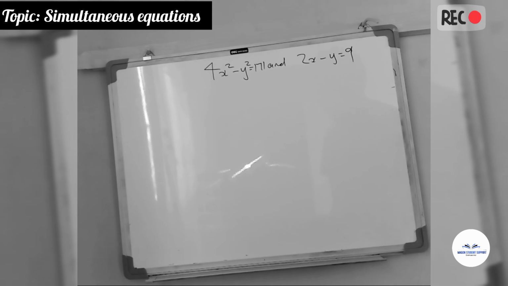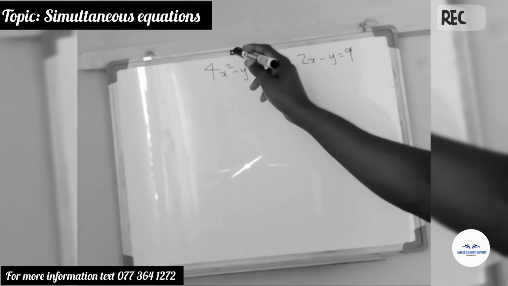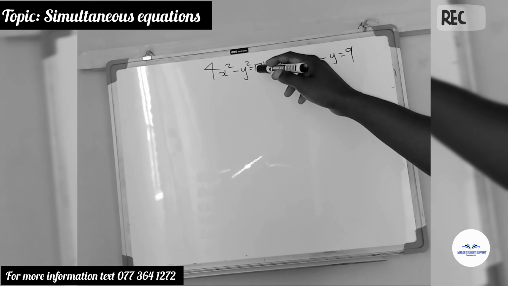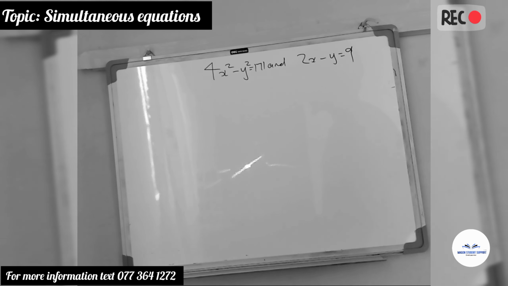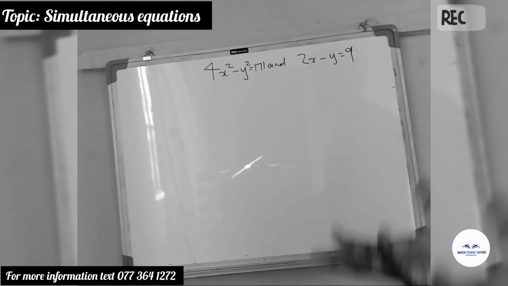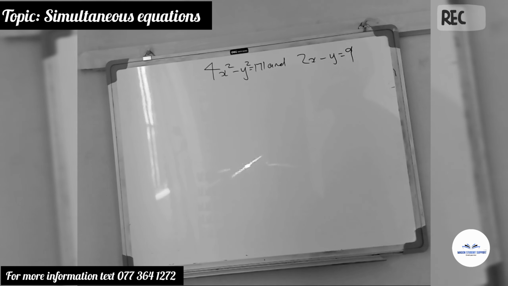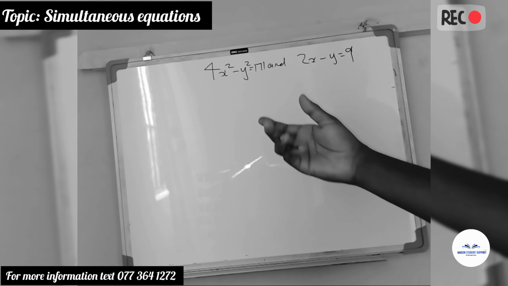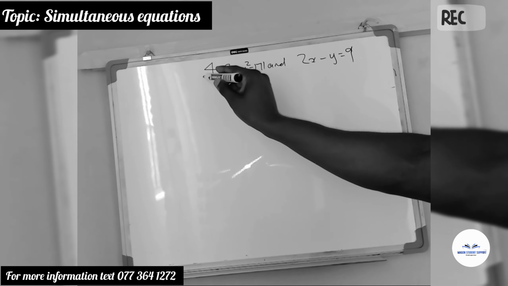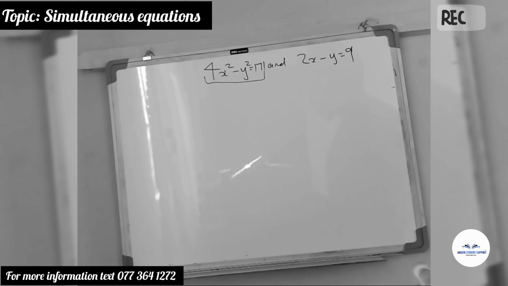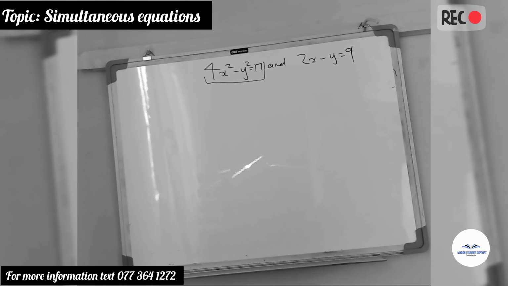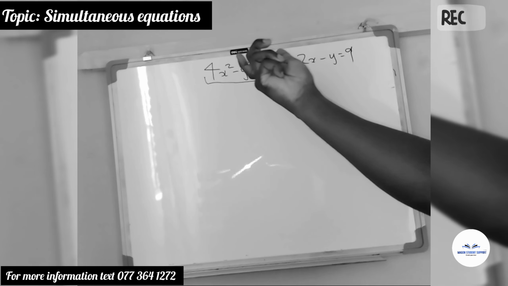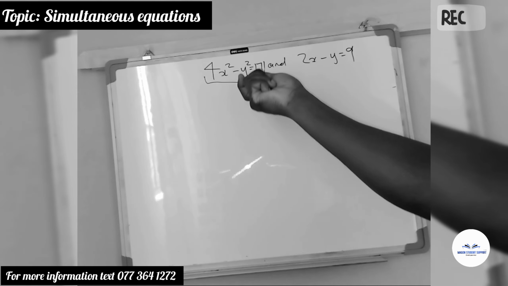Written simultaneous, we are given that 4x squared minus y squared is equal to 171, and 2x minus y is equal to 9. Every time you do simultaneous equations, always choose the side that is the simplest, or the side that looks simple. This side here is more complex, because I'm trying to help you find the easiest way to do simultaneous equations. If ever you have to choose this side, you must know what you're doing in math.